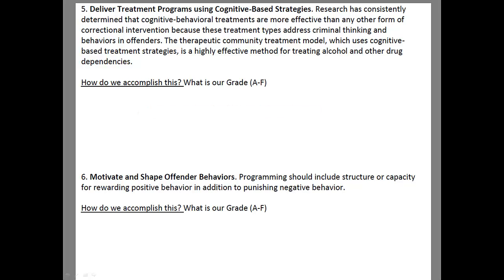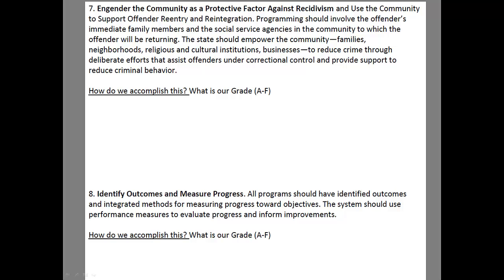Motivate and shape offender behaviors. How do we accomplish this? What are we doing? How are we walking through our rewarding process? Be as specific as possible when you go through each one of these. And then with number 7 and number 8, you're going to do the exact same thing.